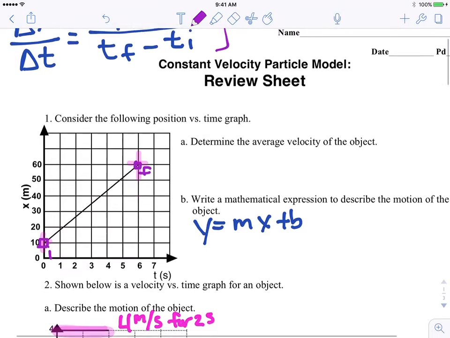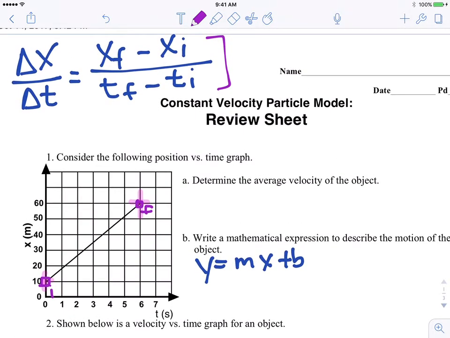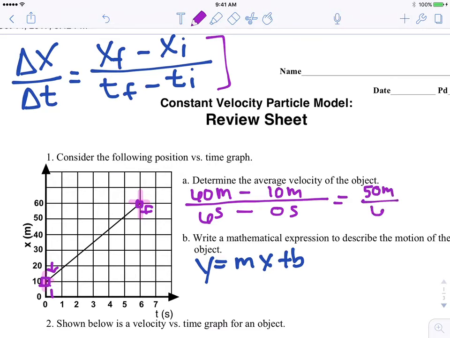So let's just put that into our equation. Let me scroll this down a little, and then we'll solve. Our final time is 6 seconds, and that goes on the bottom. Our final position is 60 meters. Minus our initial position and our initial time. So our initial position is 10 meters, and I'm getting that from right here. And our initial time is 0 seconds. Then you just do the math, right? Easy. 60 minus 10 is 50. And 6 minus 0 is 6.